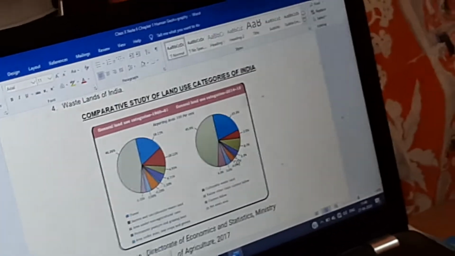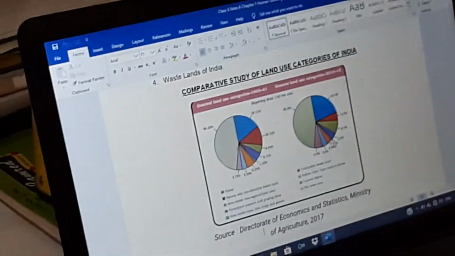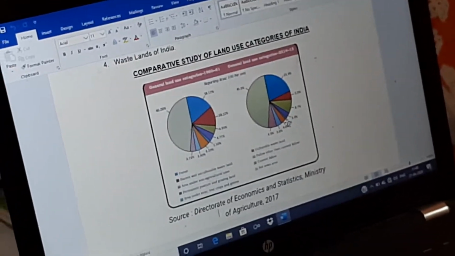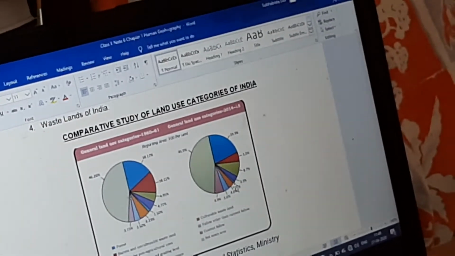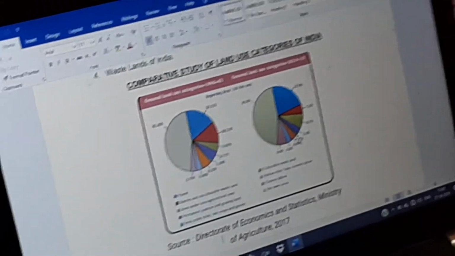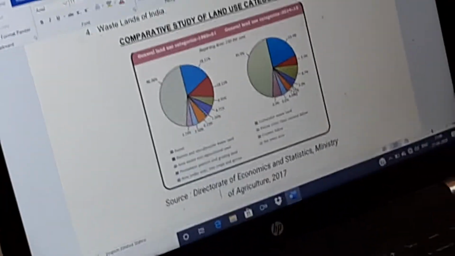I'm just mentioning the land use categories: the forest, the barren and wasteland, area under non-agricultural uses, permanent pasture and grazing ground, area under miscellaneous tree crops and groves, cultivable wasteland, fallow lands, that is current fallow and other than current fallow, and lastly net sown area.